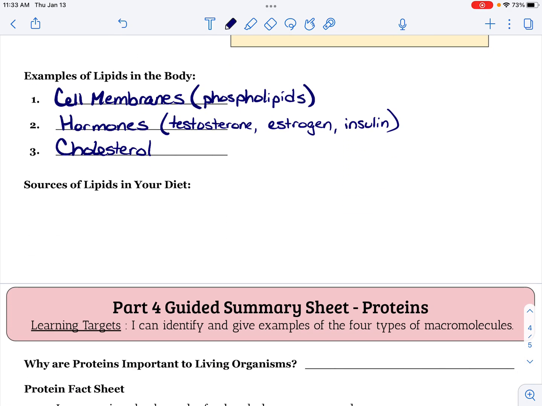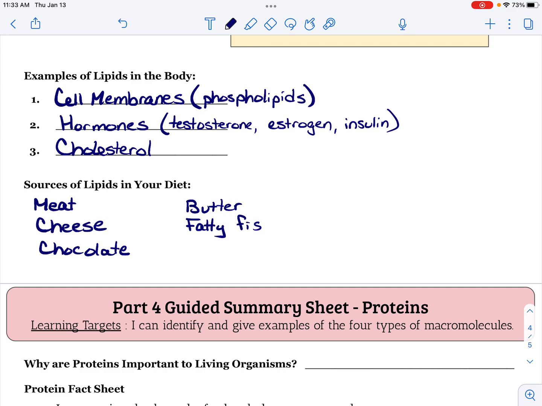Sources of lipids are going to be from meat, because it's marbled through, cheese or other dairy products, chocolate, butter, fatty fish like salmon, and nuts and seeds.